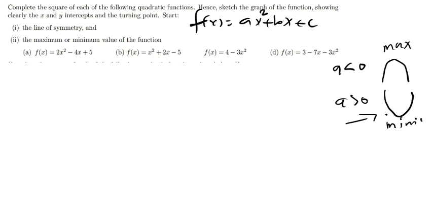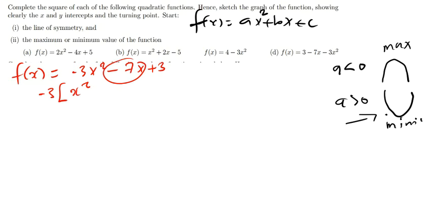So for part D, we have to rearrange it the way it is. We rearrange it, so it's going to be negative 3x squared minus 7x plus 3. So if I factor out -3, I'll remain with x squared. If I divide -7x by -3, I'll have positive 7 over 3 x. If I divide 3 by -3, I'll have -1.